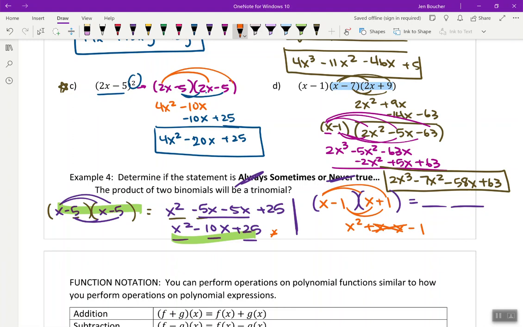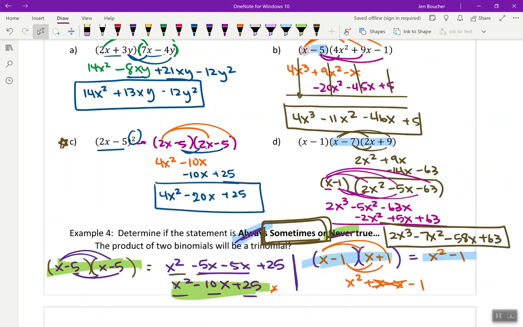What happens to this polynomial? The inside numbers cancel. This actually is an example of difference of squares, right? So what I've shown here is, again, the first half. This is an example where it does work, so I wouldn't be able to say never. This is an example where it doesn't work. I take two binomials and I don't get a trinomial. So I can't say always, which means it's got to be sometimes. It depends on what polynomials you're multiplying together.